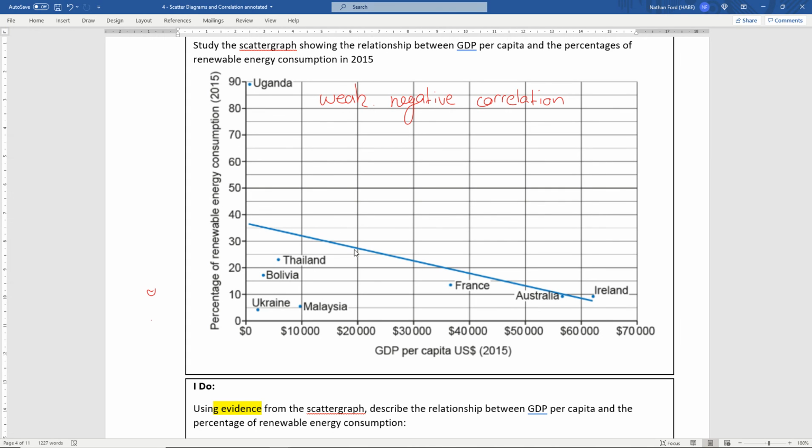So we're looking at the data here and at this line and how it fits with what we've got. It's a weak negative correlation. What does that mean? We want to describe that too. So that means as the GDP per capita increases, the percentage of renewable energy consumption decreases.